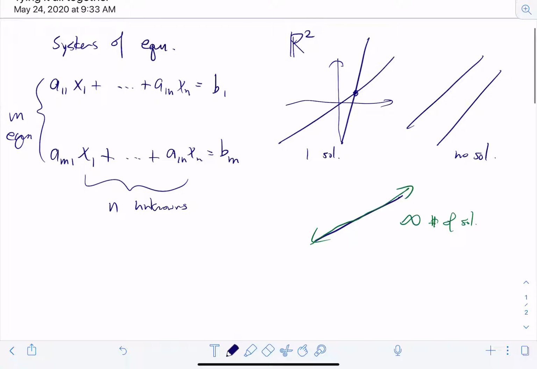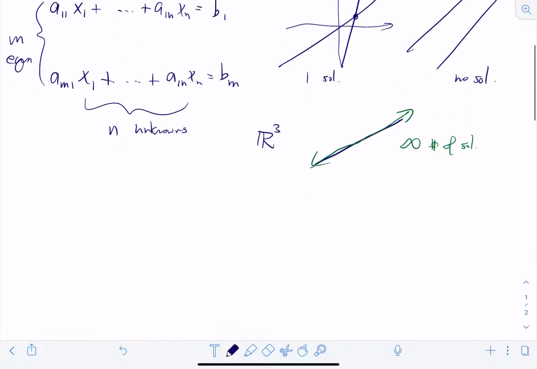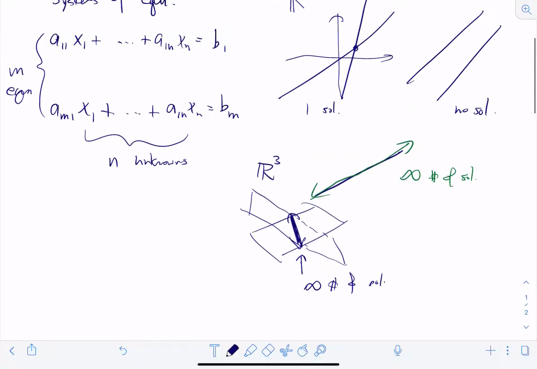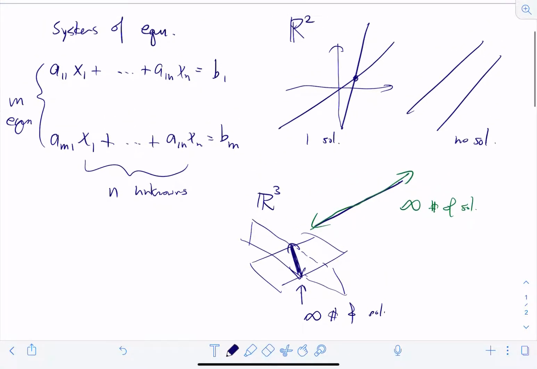And you could bump it up to the R3 case and you could still visualize things, right? So you have the intersection of two planes. And when you have that, the intersection could be an object like a line, and this is an infinite number of solutions. Okay. So that's how the course began, right?